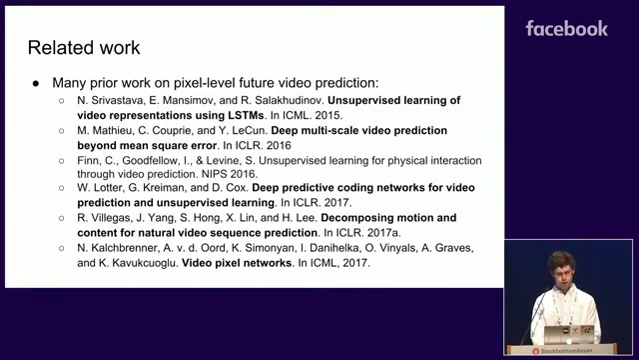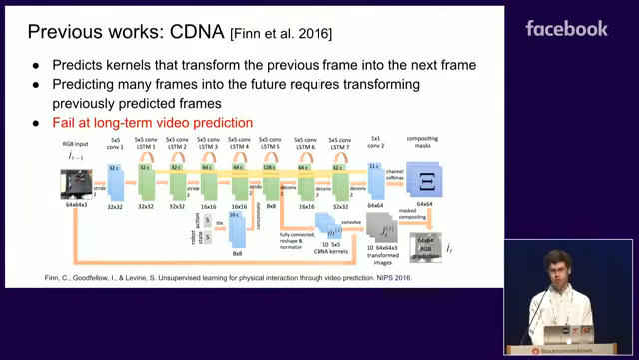There are a number of related works on this topic, but most of them fail to do long-term prediction far into the future. An example of a related work is the method by Chelsea Finn et al. that works by explicitly predicting the motion from one frame to the next.